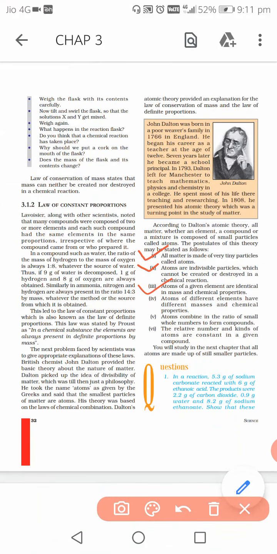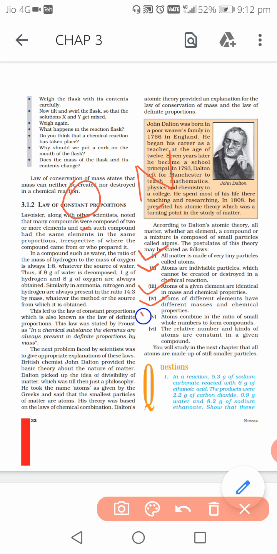Then number 4, atoms of different elements have different masses and chemical properties. Obviously, suppose for oxygen I write O, for nitrogen I write N. Their chemical properties and physical properties will be different, of course. So atoms of different elements will show different properties.